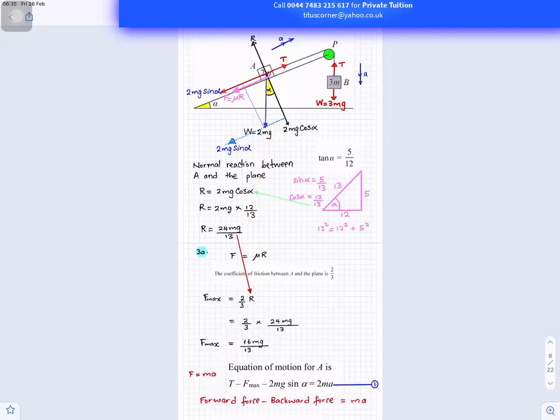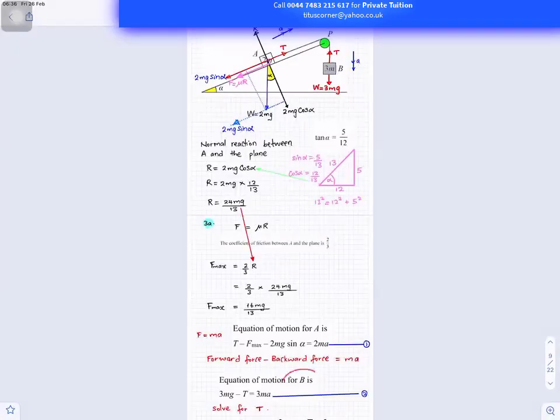What is the backward force? The backward force is the friction force plus the component of the weight pulling it. So there's one pulling it forward and two pulling it backwards. You see that? The forward force is the tension pulling it up, and backwards is the one pulling it back due to the weight and the one pulling it back due to the friction. So we subtract the two backward forces: the force backwards due to friction minus the force backward due to the weight is equal to the mass times acceleration.